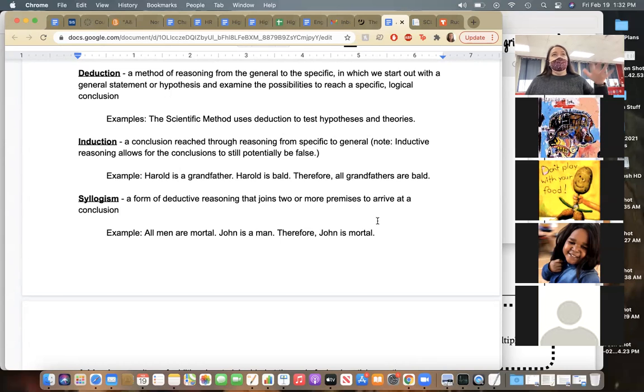A syllogism, this also kind of goes in with the last two that we looked at, is a form of deductive reasoning that joins two or more premises to arrive at a conclusion. It's really similar to induction, except that it's all true. And it starts from general and goes more specific. So for an example there: all men are mortal, John is a man, therefore John is mortal. And it's always phrased that way, like this thing happens and this thing also happens, therefore the two of them work together. Deduction and induction don't necessarily follow that pattern.